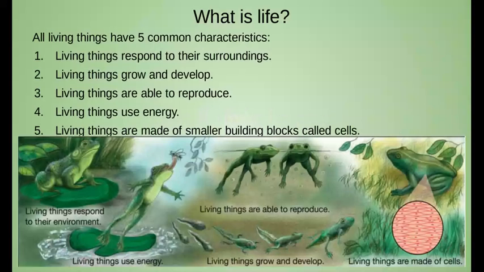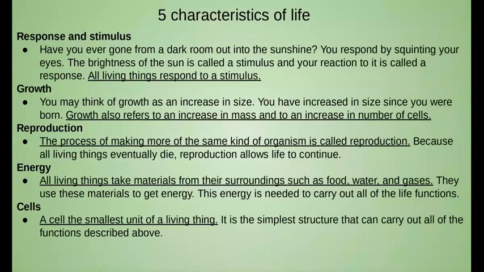This is a key of all life. Living things are able to reproduce either asexually, meaning that they just go through this process of mitosis, or sexually, meaning they reproduce with others of their species. Living things use energy. This is what allows them to move around, jump, catch flies in the case of the frog. And finally, living things are made of smaller building blocks called cells, and we will go ahead and look at those a little bit later on in this presentation.